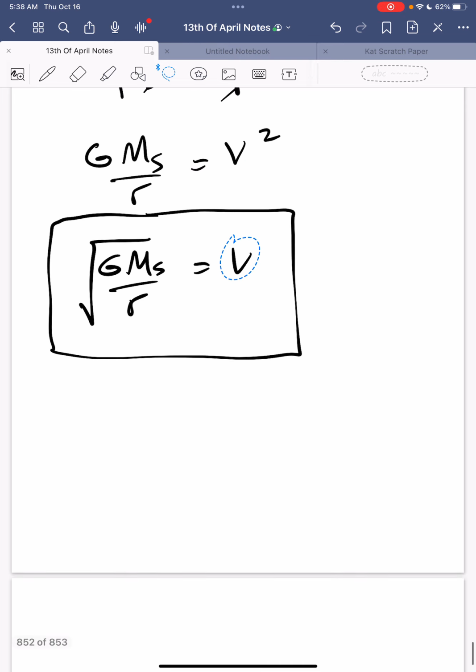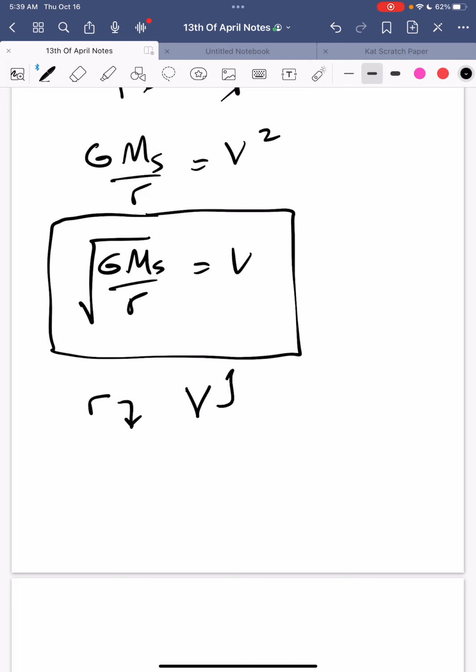And what it basically says is this. If the radius gets smaller, then this term over here is going to get smaller. Well, actually, sorry, just the opposite. It's going to get bigger. So this term is going to get larger. If the radius gets small, because it's in the denominator, then this term will get bigger, and that means that the velocity will go up.